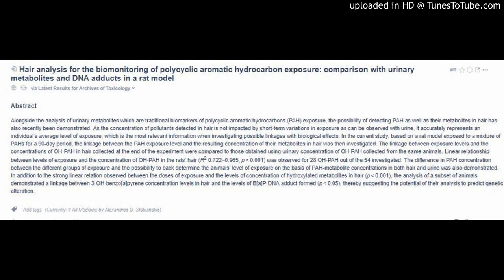Hair analysis for the biomonitoring of polycyclic aromatic hydrocarbon exposure, comparison with urinary metabolites and DNA adducts in a rat model. Via latest results for Archives of Toxicology.